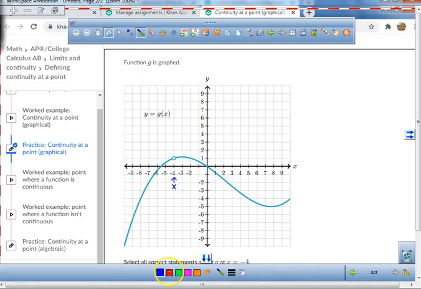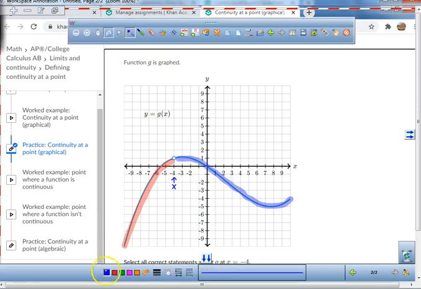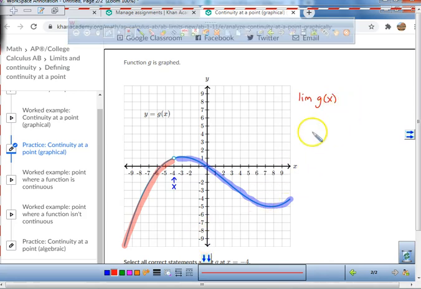So what I'm going to do is highlight this. From the left, this graph is approaching a certain number, and from the right, it's also approaching a number. So here's what we're going to say: what is the limit of g of x as x is approaching -4 from the left?